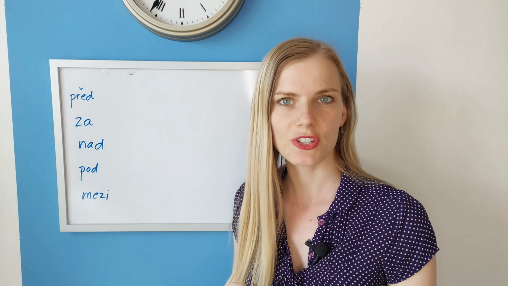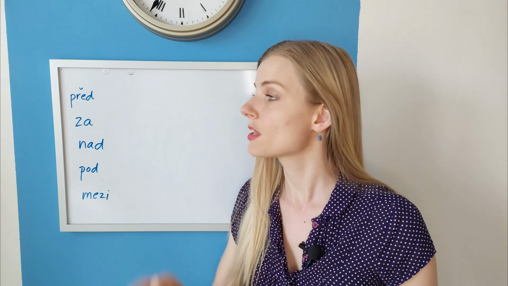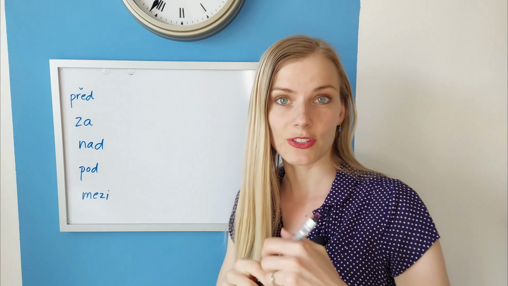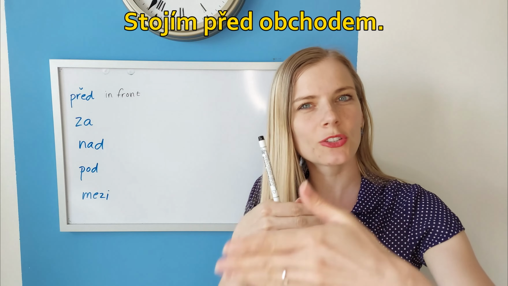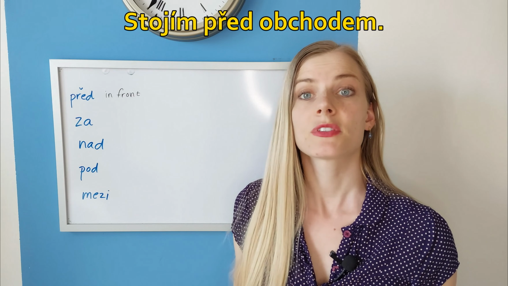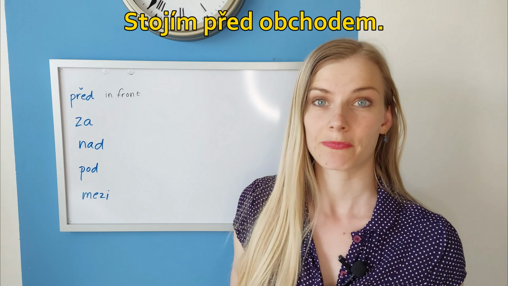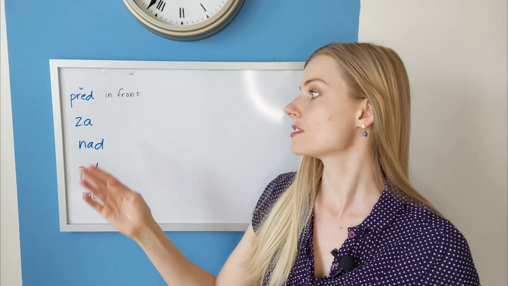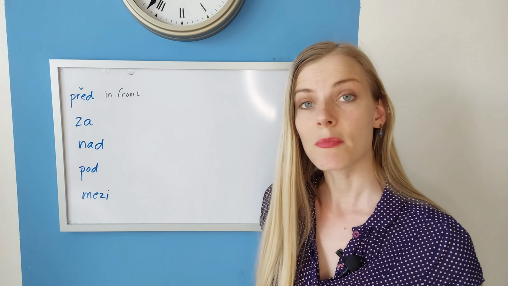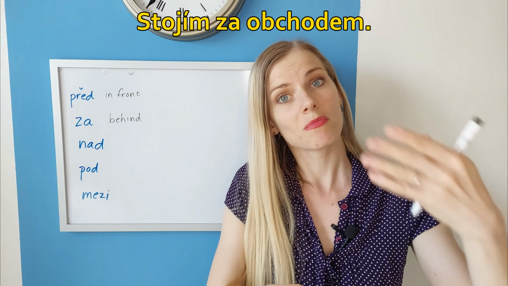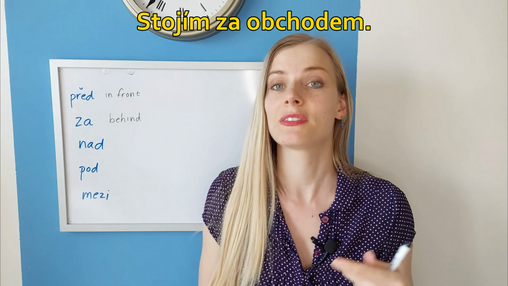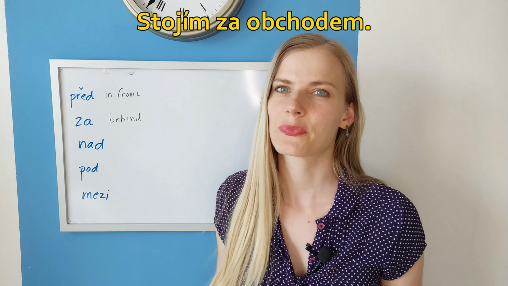The first preposition is před, which means in front. For example, stojím před obchodem. I'm standing in front of the store. Next preposition is za. Za means behind. For example, stojím za obchodem. I'm standing behind the store.